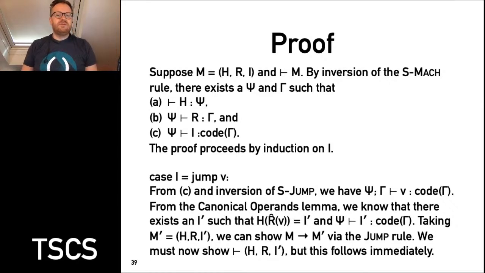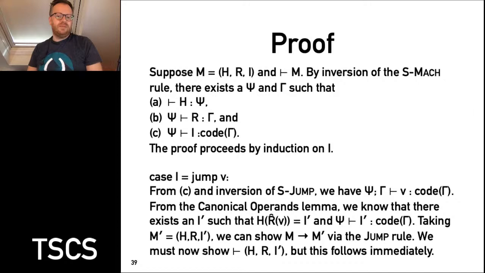This is the simplest form of an induction case, and for this you use the C inversion up here, the code typing, and you use the inversion of sjump, and then you come to this conclusion. And from the canonical forms lemma, you know that there must be an I prime that exists on the heap and that is typed according to the same assumptions as here.